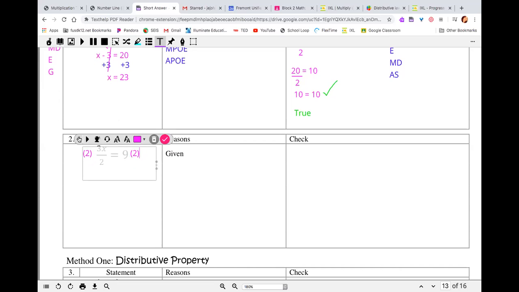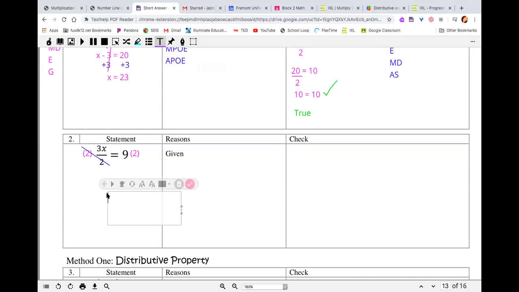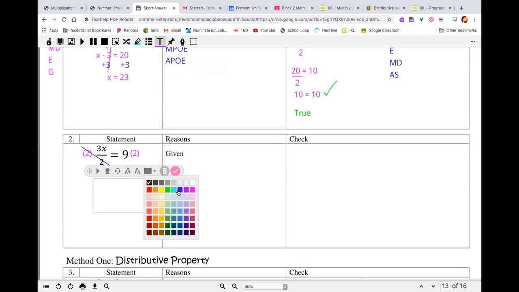There we go. Now my 2's cancel out. Awesome. One less thing. They're done. Now I can rewrite my equation. I am looking at 3 times x equals 9.